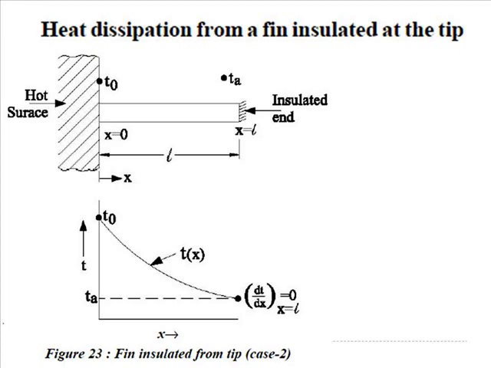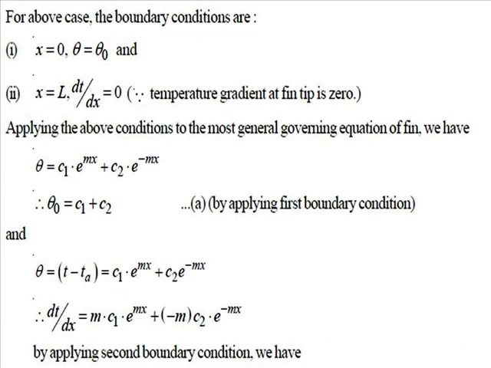At that time dT by dx is 0, because when the tip is insulated no temperature variation is observed in this case. So the top part is showing the fin and the bottom part is showing the temperature variation along the length of the finite fin. So now we try to find out what is the temperature variation formula and what is the heat dissipation in this case.